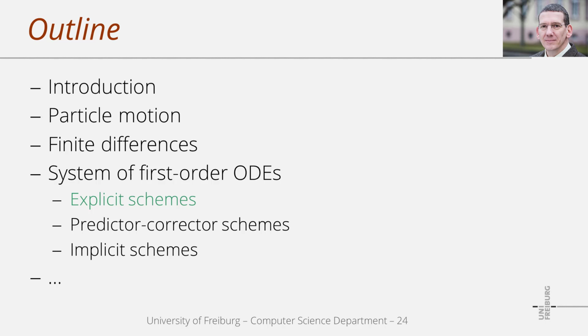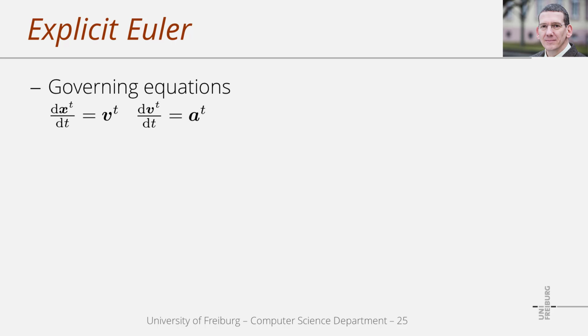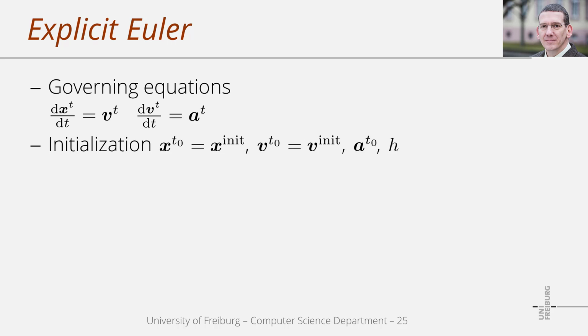The integration schemes can be classified in various ways. Here I mainly distinguish explicit and implicit schemes, and I also briefly introduce so-called predictor-corrector schemes. The first scheme is the explicit Euler update that I've already briefly mentioned a few slides ago. We start with our governing equations, which are a system of first-order ODEs, and we assume that we know our particle quantities at some time point t0. So we know the particle position, its velocity, and we can compute its acceleration.